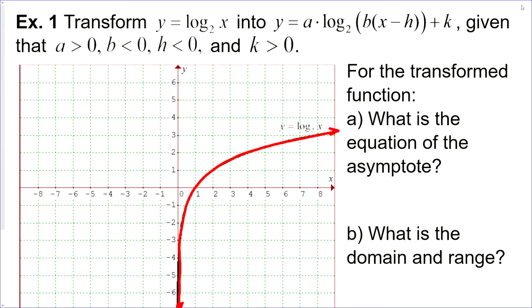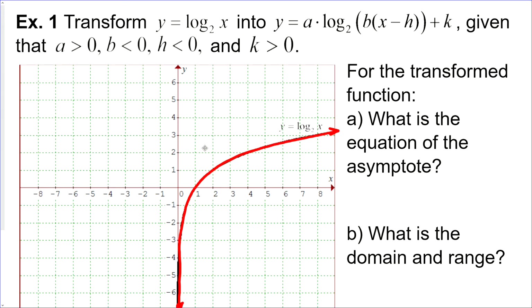We want to transform y equals log base 2 of x into y equals a times log base 2 of b times (x minus h) plus k. We're not given the exact values of a, b, h, and k, but we are given that a and k are greater than 0 and b and h are less than 0. So let's draw this, or at least figure out what it would somewhat look like.